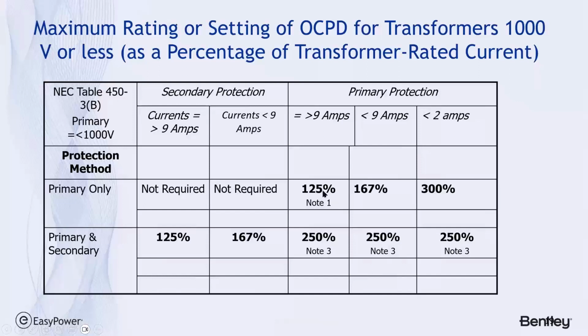According to the National Electrical Code, there's tables that give us protective percentages compared to full load current. And so this is the low voltage where everything is less than 1,000 volts, and primary protection and secondary protection on a transformer of less than 1,000 volts and greater than or less than 9 amps. Most of the time, this is not the big problem area.